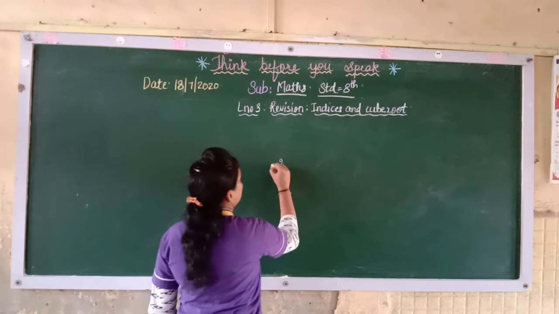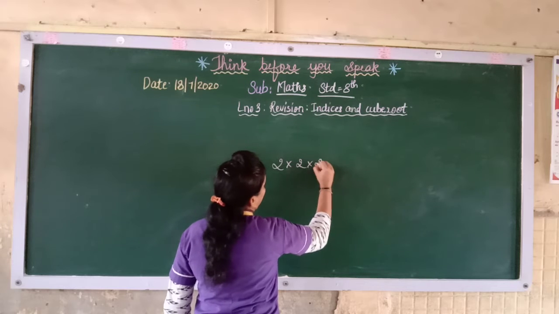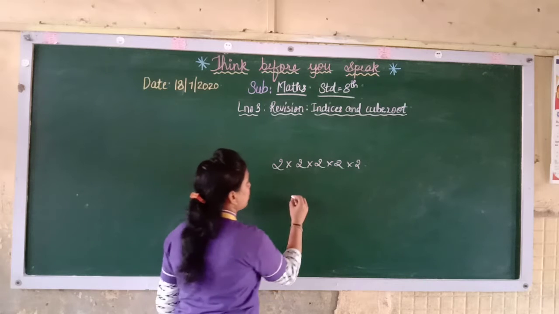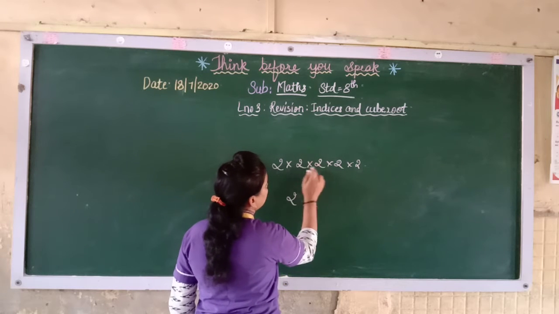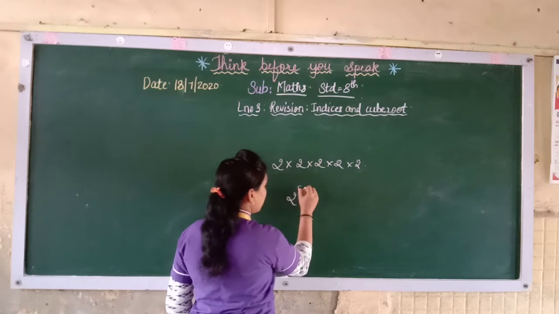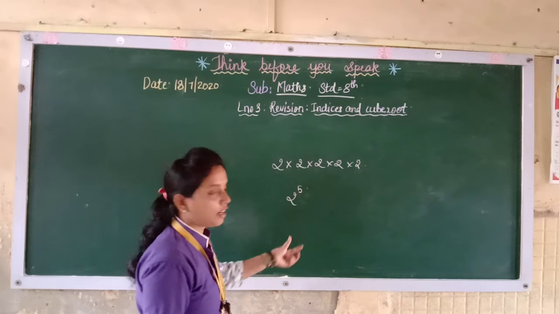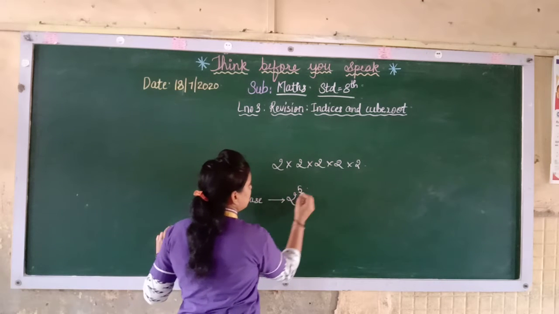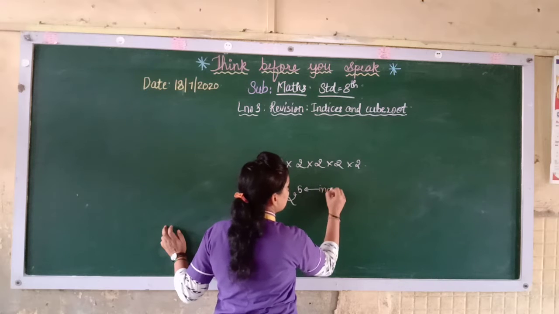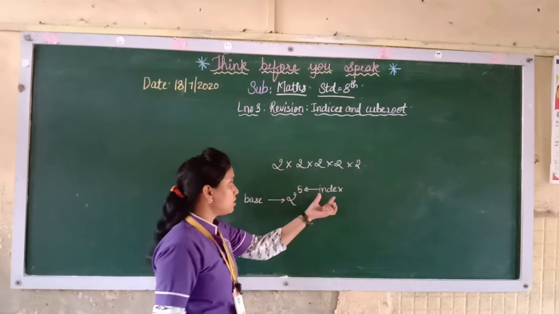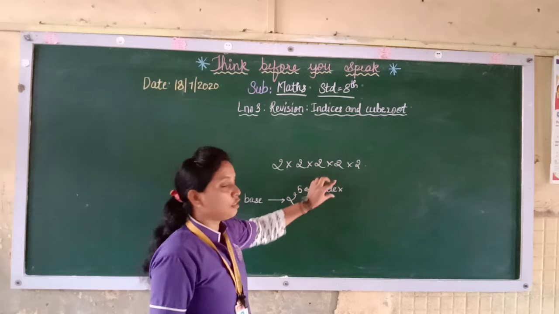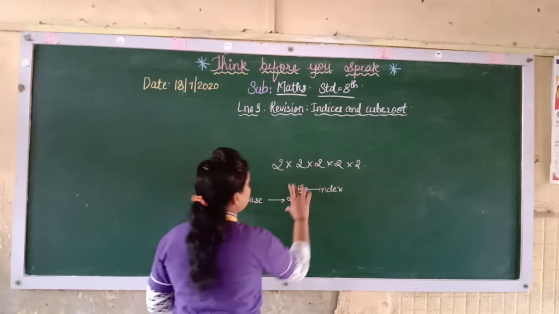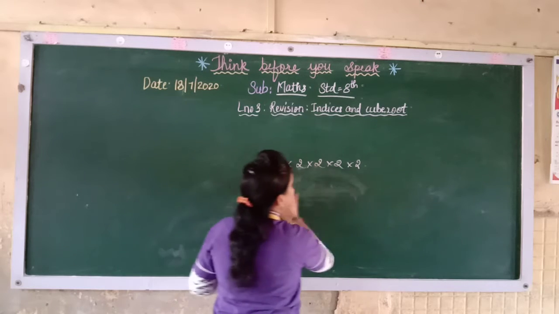Now, for example, if you have written 2 five times, so this we can write 1, 2, 3, 4, 5 times. So this we can write like this. This is the index form of how we are writing. Now this 2 is the base and this is the index. This is the base number, this is the index number. The power is known as index. So this is how we write in the index form.